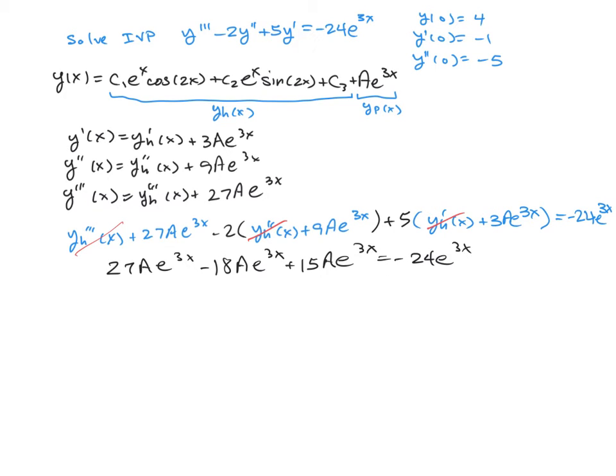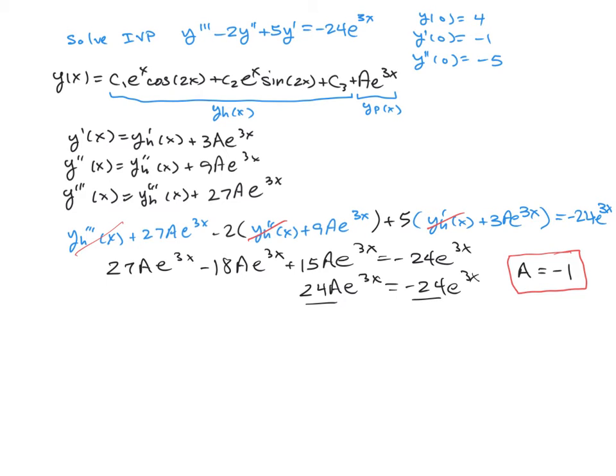If we combine like terms, we've got 27 take away 18, which is 9. And then 9 plus 15, surprise, surprise, is 24 e to the 3x. So it looks like our value of a is equal to negative 1, which is very nice because that will simplify a lot of our work later on. You can kind of tell that the author of this problem was thinking ahead by choosing 24 as that coefficient on the right-hand side.